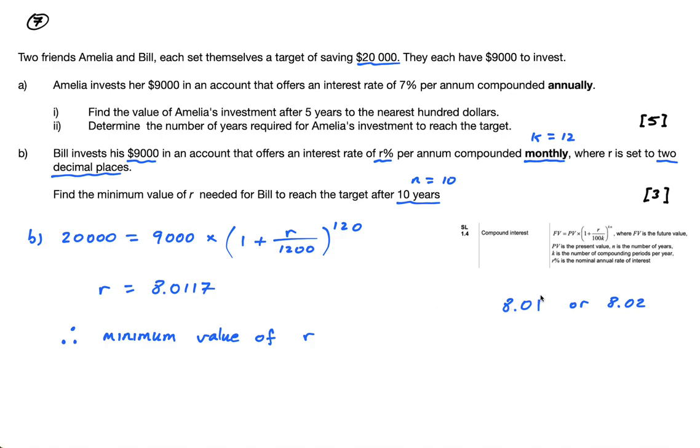So the 8.01 won't do. That won't get him to 20,000. So the minimum value of r is 8.02. So just be very careful, guys. That's a bit of a sneaky question. Okay, that's part B.